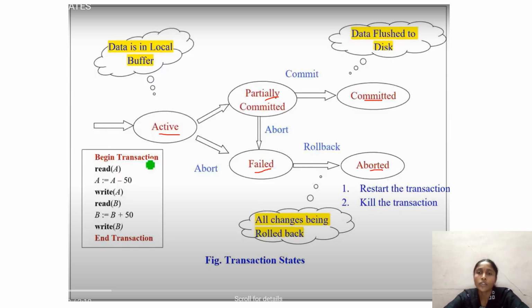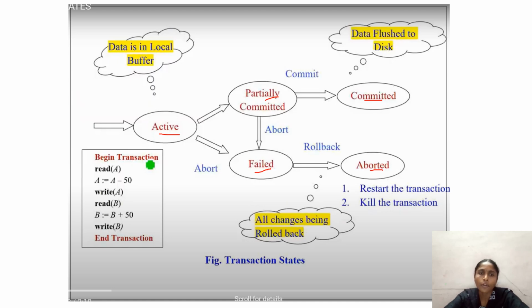So these are the states of a transaction. This is a very important concept in transactions. There are only two final states, aborted state or committed state. Aborted state means the transaction never happened. Committed state means the transaction completed successfully. These are the two end states in a transaction.